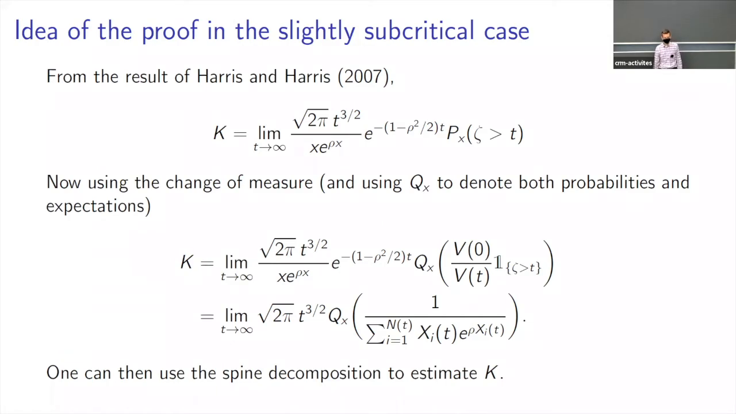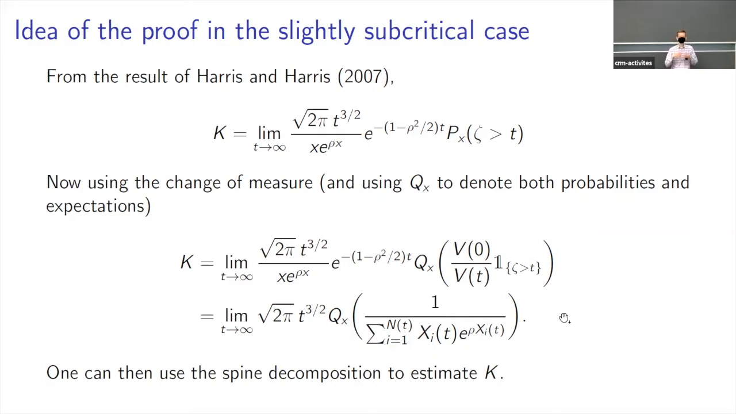And the way we make use of the spine decomposition is that we can use this change of measure to write this probability of survival past time t as the expectation under the new measure Q of V(0) divided by V(t) times the indicator of the event that the process survives past time t. V(0) is equal to x times e^(ρx), so we get some cancellation there, and we end up with the result that K is equal to the limit as t goes to infinity of the square root of 2π times t^(3/2) times the expectation under Q of the reciprocal of this sum.